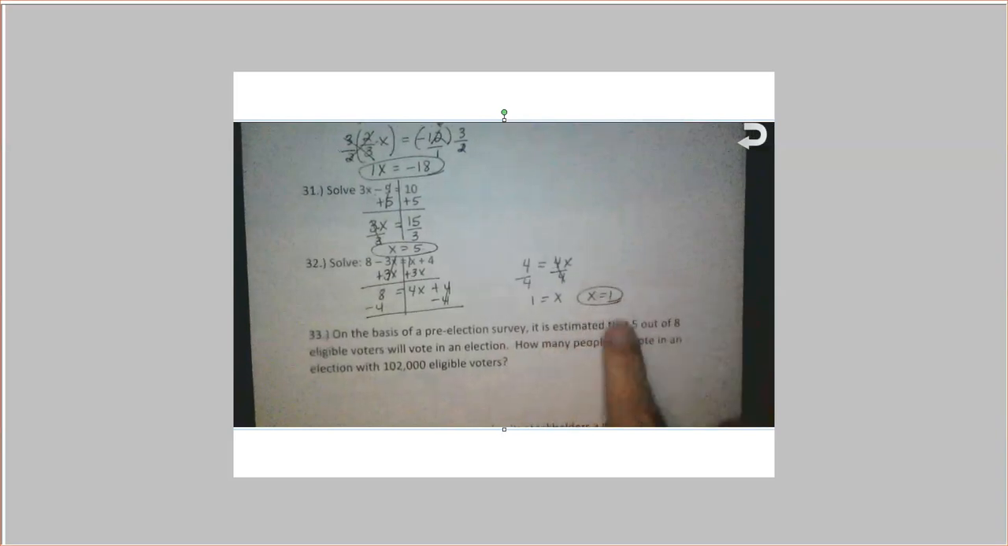4x equals 4. If I divide by the number in front of the variable, I will get x equals 1. Okay. We can check that by substituting 1 into both sides of the equation. 3 times 1 is 3. 8 minus 3 is 5. 1 plus 4 is 5. So since both sides equal 5, this is the true answer.